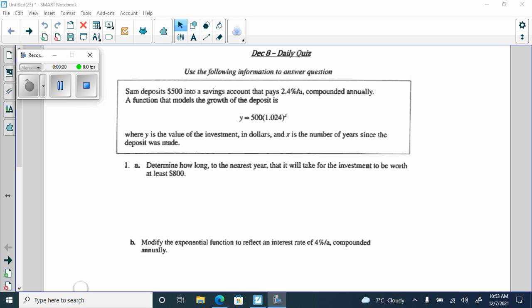Does it affect my interest? No, because I'm dividing by 1. Does it affect my years? No, because I'm timesing by 1. Because it compounds only once a year, right? So the number of years is actually equal to the number of compounding periods.